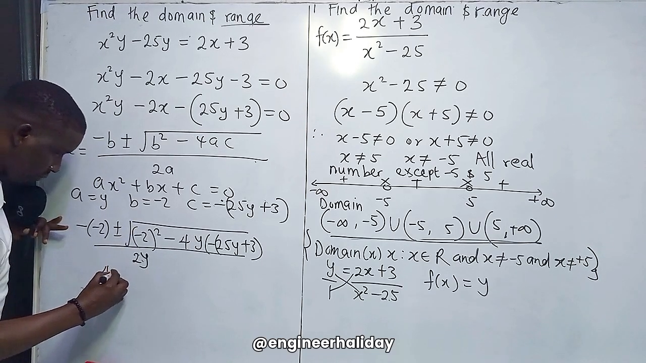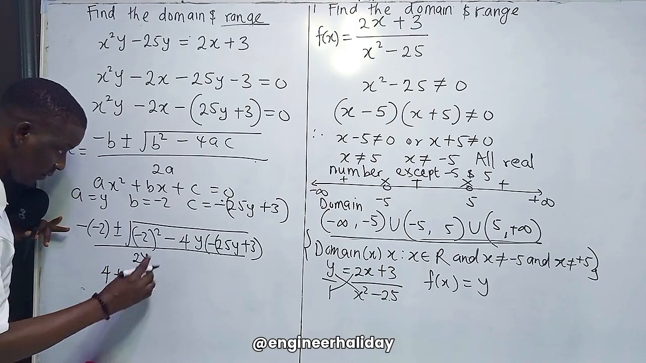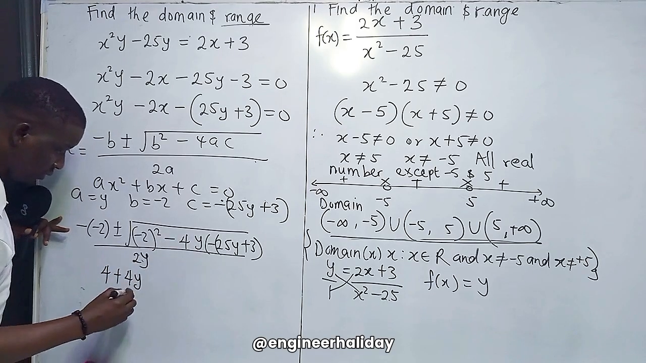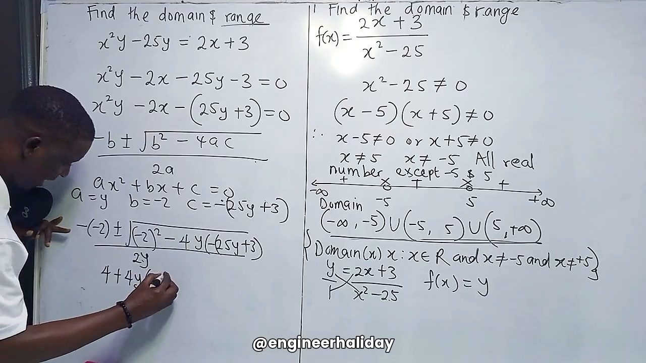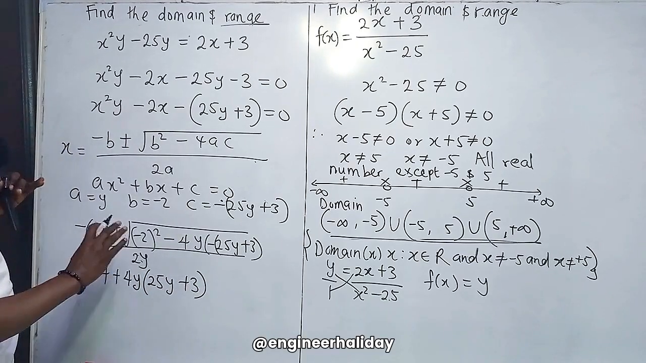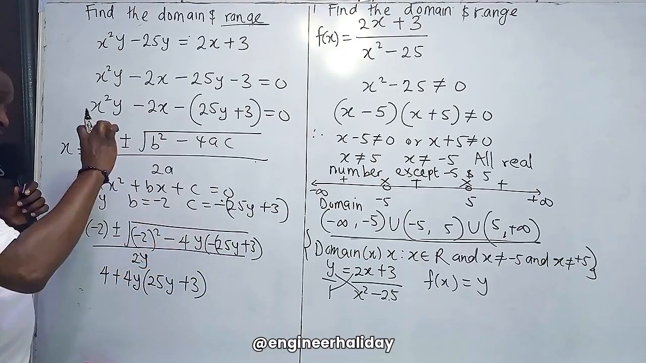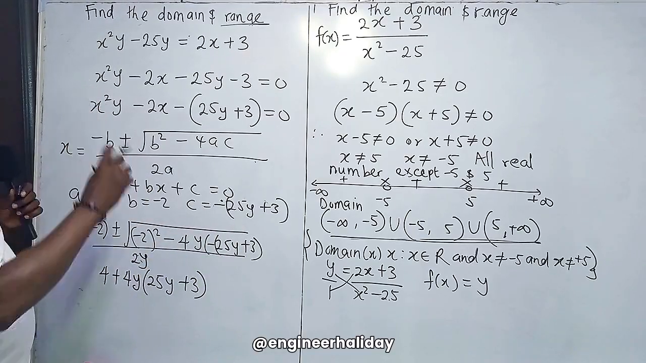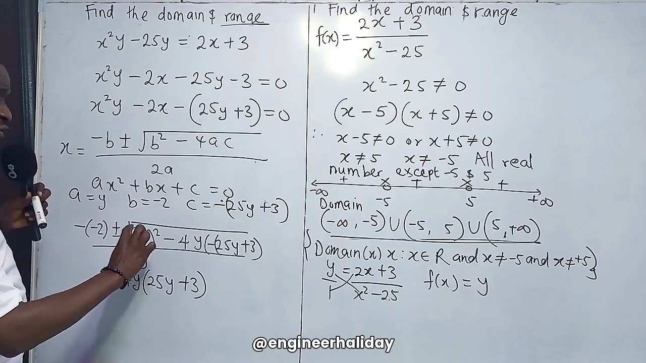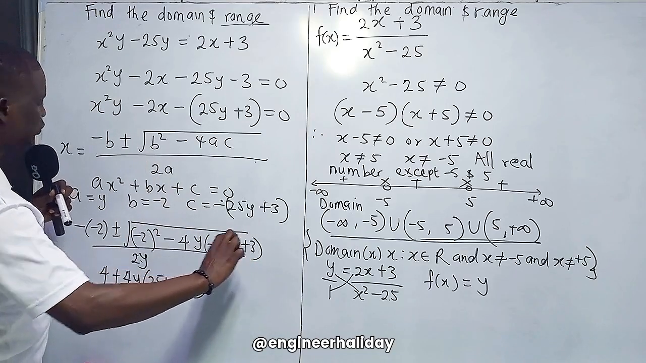4 plus 4y minus minus is plus 4y into what? 25y plus 3. Now, what we consider here is that, don't forget, this square root is on top, on the numerator. And since the square root is on the numerator, go and check my video. This function here should be what?